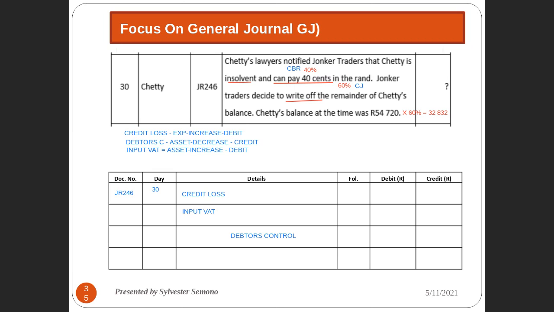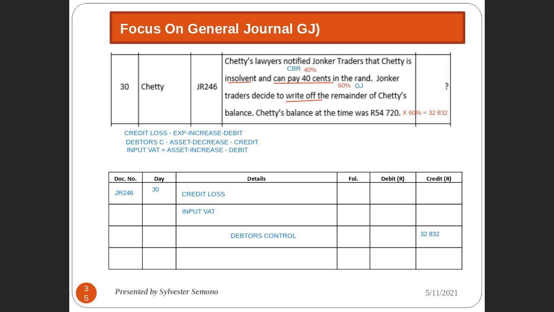So let me ask you an obvious question. Which one out of these three do you think is the main account? And you know the reason why I'm asking you that. Debtors is the main account. Thank you so much. The main account will take the whole amount. So which amount must I put in line with debtors? Because we said debtors is the main account. Which amount will I write?